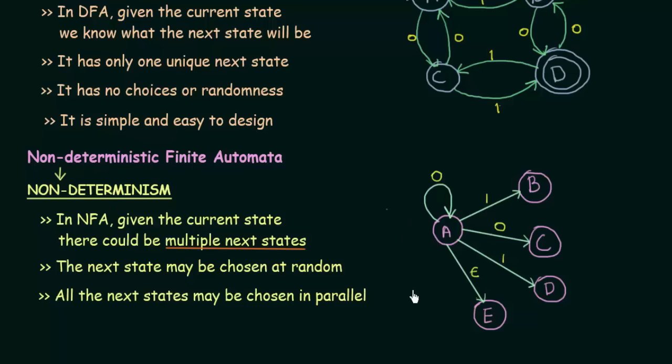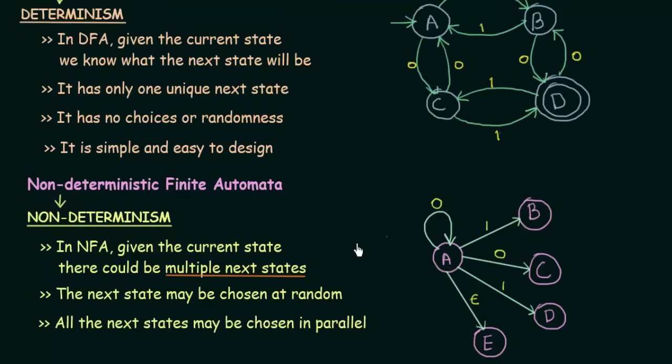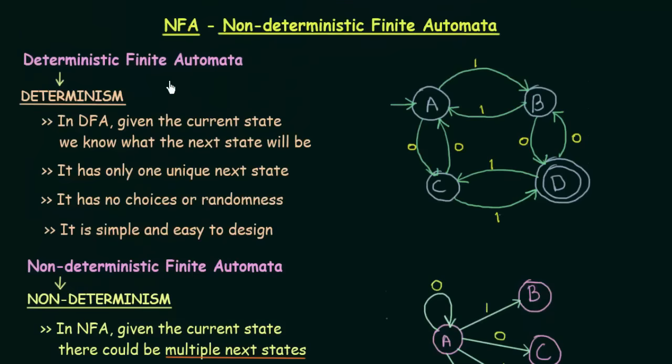When we take more examples in the next lectures, it will become more clear to you. I hope this made the concept of non-deterministic finite automata clear, and you could also see the difference between deterministic finite automata and non-deterministic finite automata.